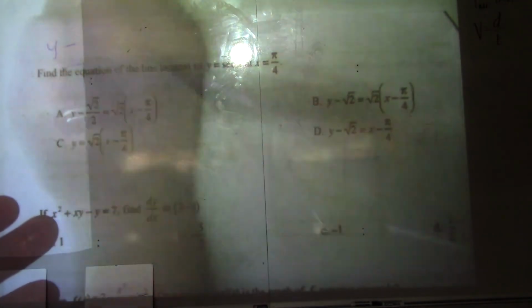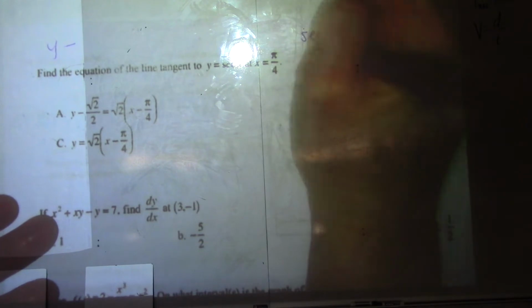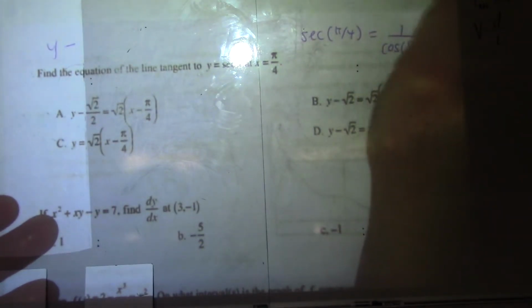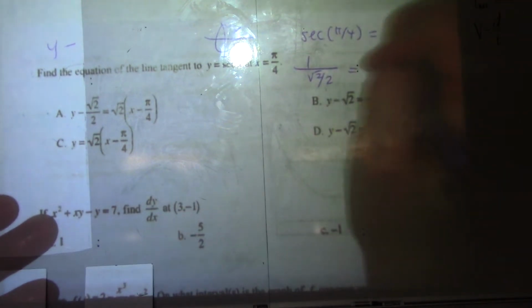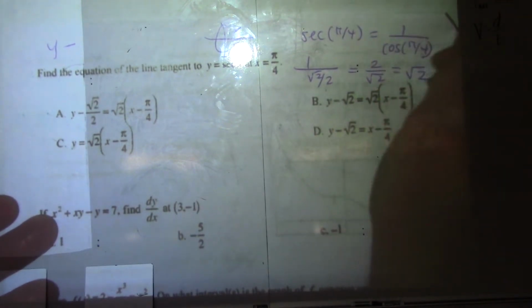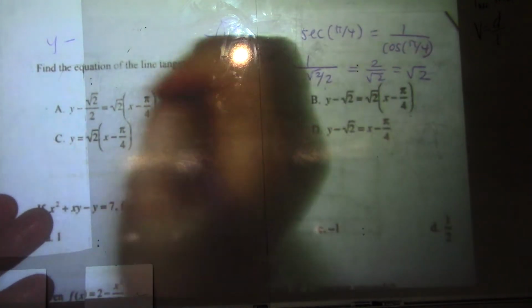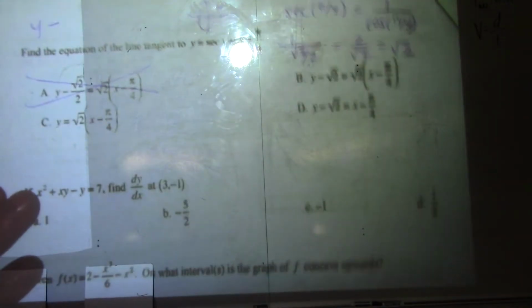Here we're looking for the tangent line. So first let's find the y value. Secant of pi over 4 is the same as just 1 over cosine of pi over 4. Cosine of pi over 4 is root 2 over 2. That's 1 over that, so that's just 2 over root 2, which is just root 2. So now we need to find the slope.